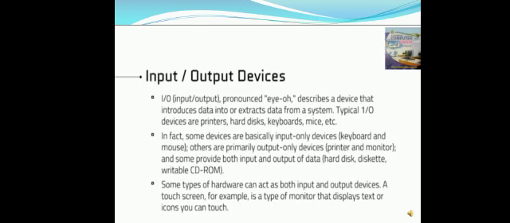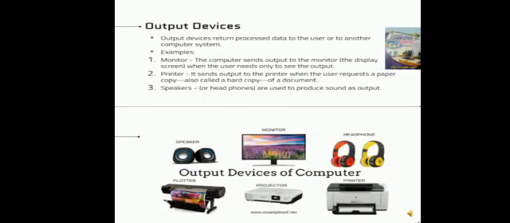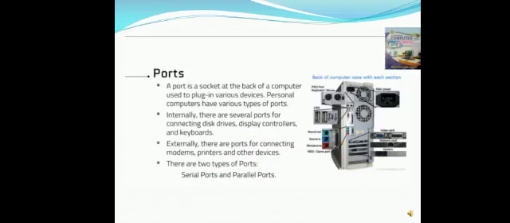Some types of hardware can act as both input and output devices, like a touch screen, a type of monitor that displays text or icons you can touch. Then we have input devices, which accept data and instructions from the user or from another computer system, like a computer on the internet. Then we have output devices, which return processed data to the user.